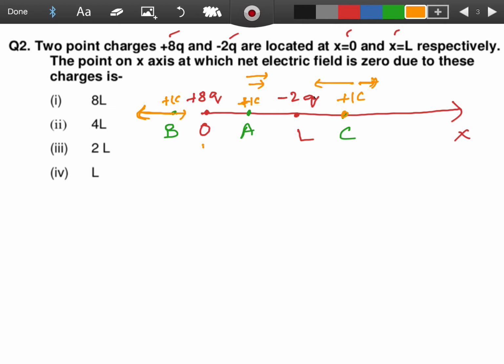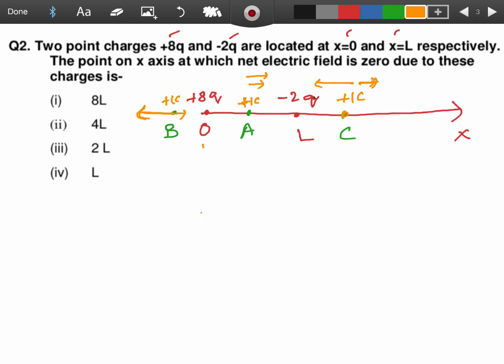At C, 2q is the force on the unit charge at C due to minus 2q, which is less because of the magnitude of the charge. At the same time, 8q is repelling this one, and this force also is minimum due to the location, because the location of C is very far from plus 8q. So what I want to tell you is the chances of electric field becoming 0 at point C is more. So we will go with point C.